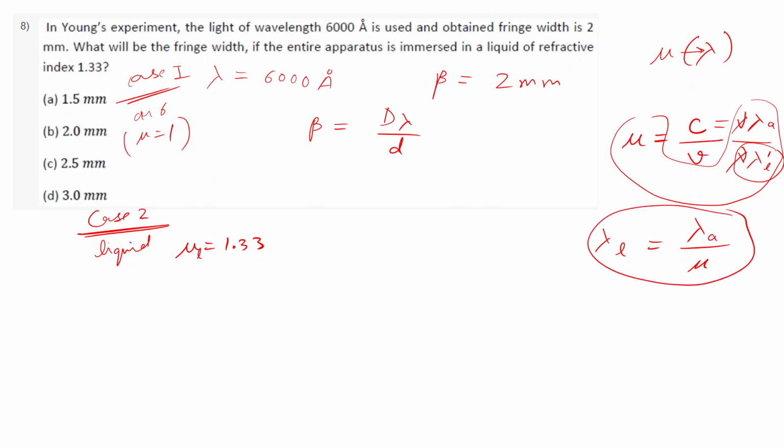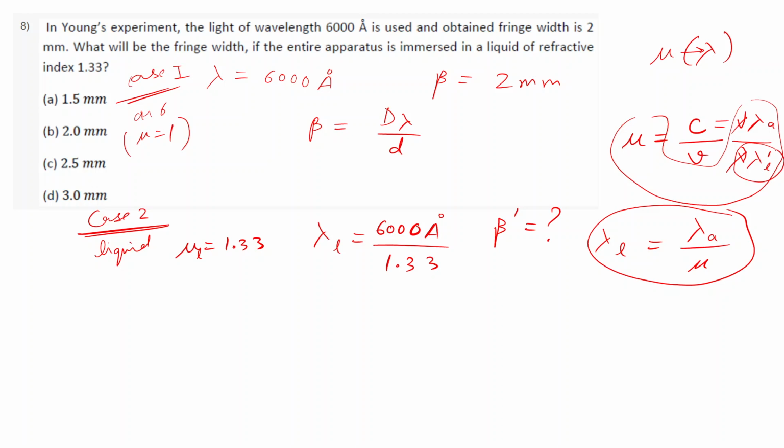So we know the wavelength of the source in air. Now I can find out the wavelength of the same source in this particular liquid by this formula. The wavelength in liquid will become the wavelength in air divided by the refractive index, which is 1.33. What will be the fringe width in this situation? That is what we need to find.